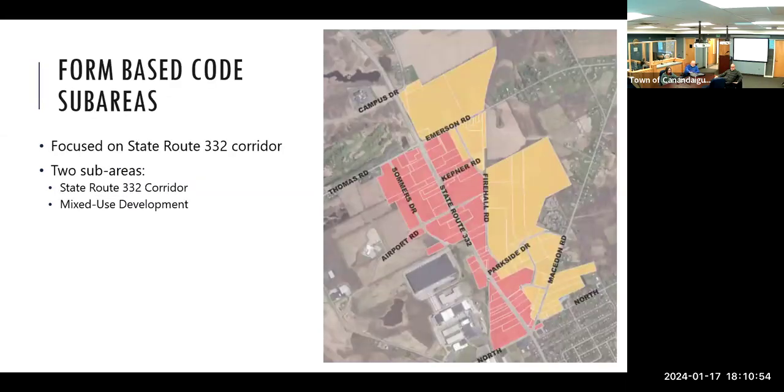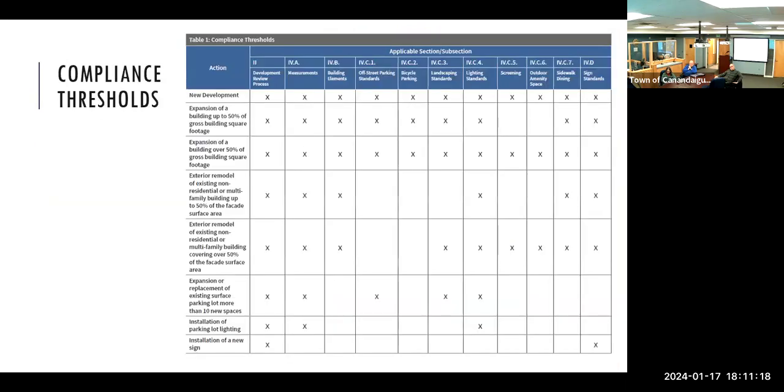So the sub areas, again, through the process and really working with the steering committee in the town back in that 2020-2021 timeframe, really recognized the need for a distinction between development along the 332 corridor and then development along Fire Hall and Emerson, those surrounding locations. Which is why there are 2 distinct regulations applicable to those.